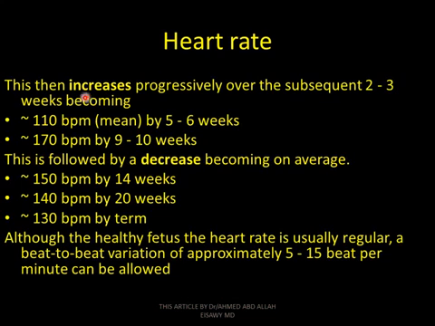Heart rate increases progressively over the subsequent 2 to 3 weeks, becoming 110 beats per minute by 5 to 6 weeks and 170 beats per minute by 9 to 10 weeks. This is followed by a decrease, coming on average to 150 by 14 weeks, 140 by 20 weeks, and 130 at term. This is the heart rate. Although the health status is normal, the heart rate is usually irregular. A beat to beat variation of approximately 5 to 15 beats per minute can be allowed.